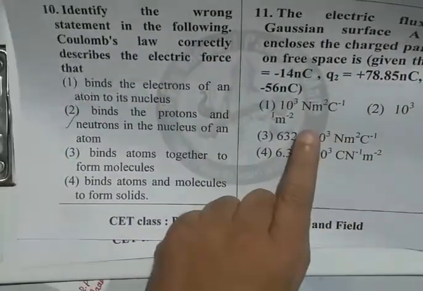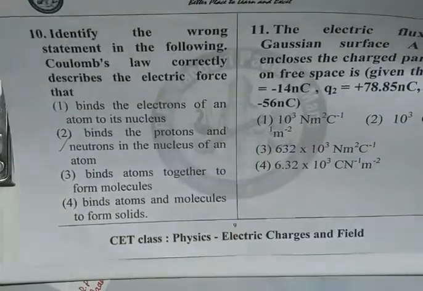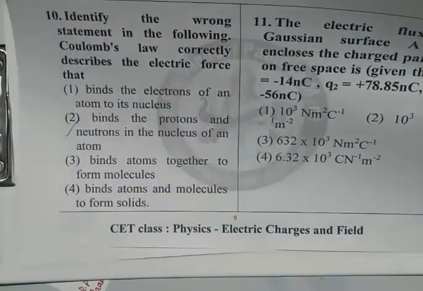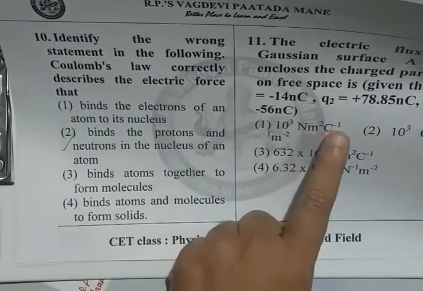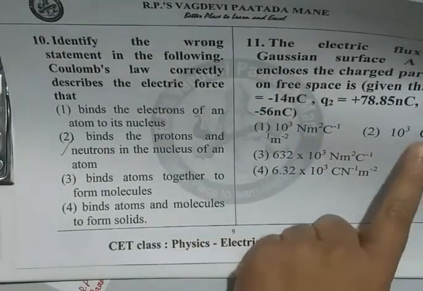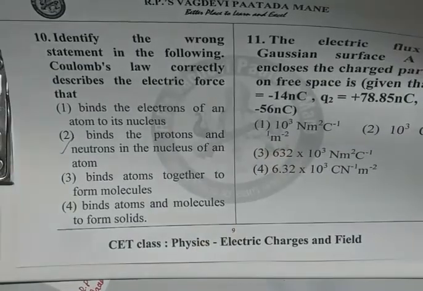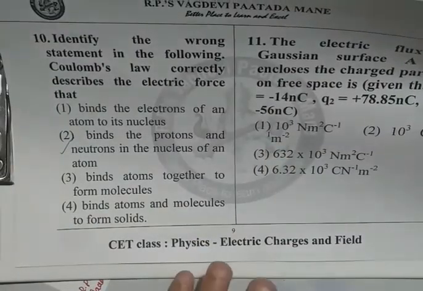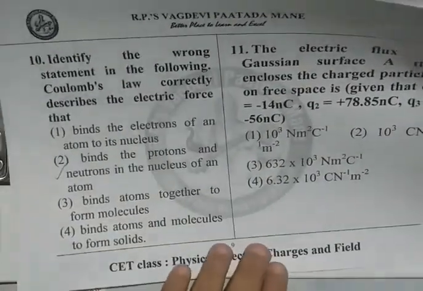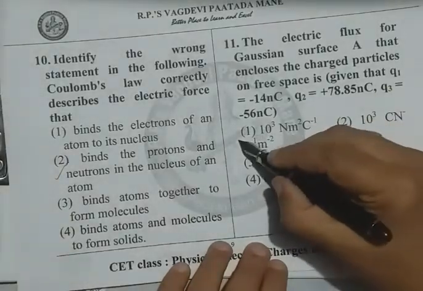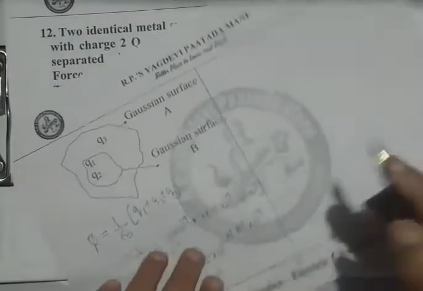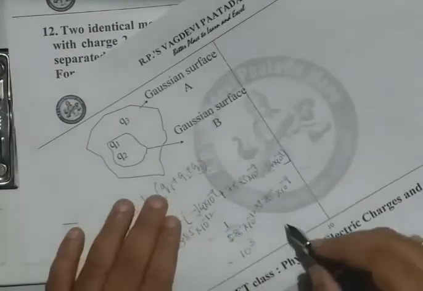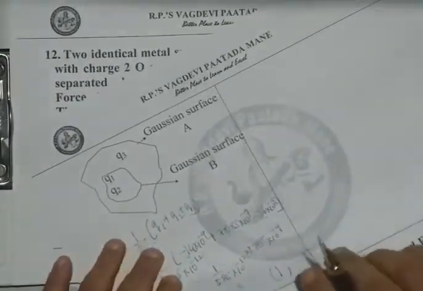Say 10 raised to 3, first option. The second option is also 10 raised to 3. But the only thing is the units are different. In the first, Newton meter square Coulomb inverse. In the second, Coulomb Newton inverse meter to the power of minus 2. But the flux unit is Newton meter square Coulomb inverse. The option is 1. Therefore, option 1 is correct for this.